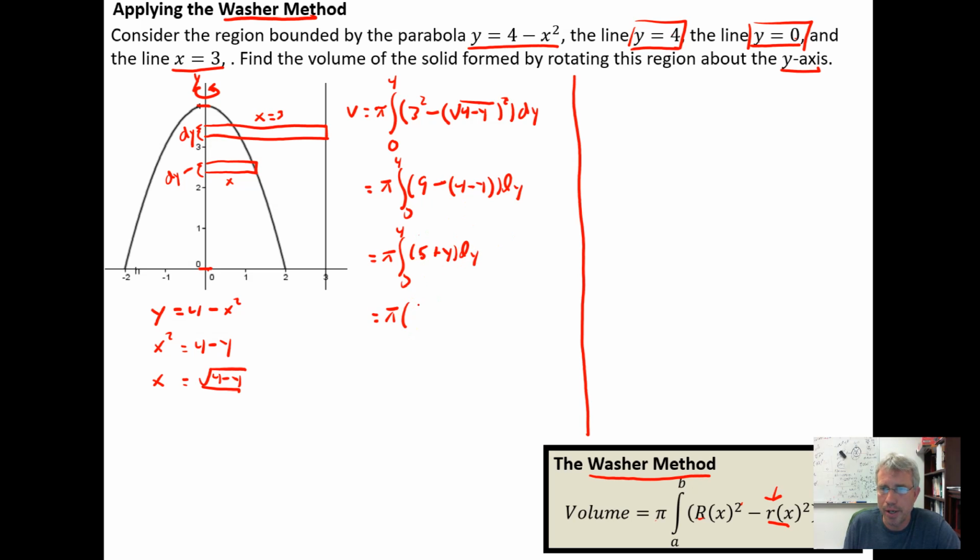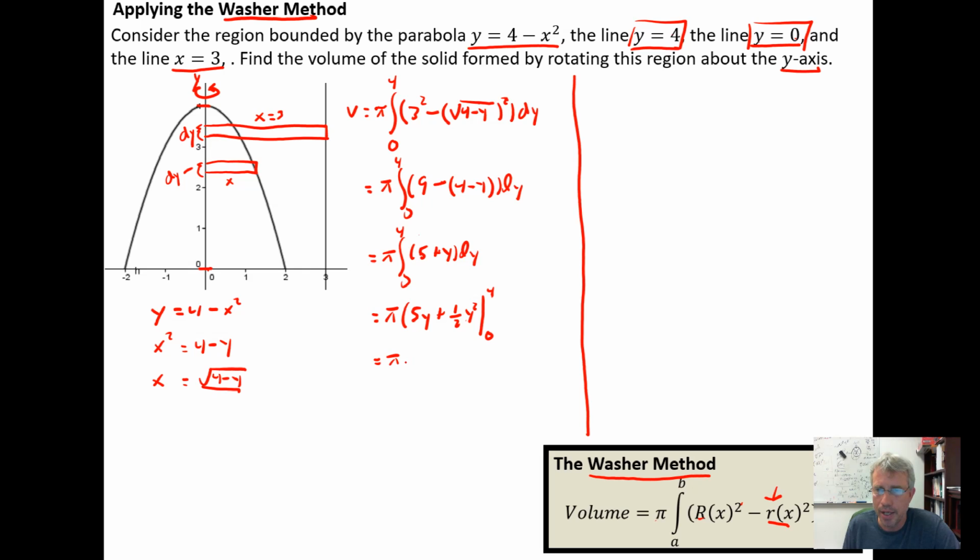Integrating 5 with respect to y gives us 5y, plus integrating y squared with respect to y gives us 1/2 y squared, and the limits of integration are running from 0 to 4. If we plug in the lower limit of integration, it's going to zero out, so we don't need to worry about it. We'll get minus a 0, so we'll just worry about plugging in the 4.